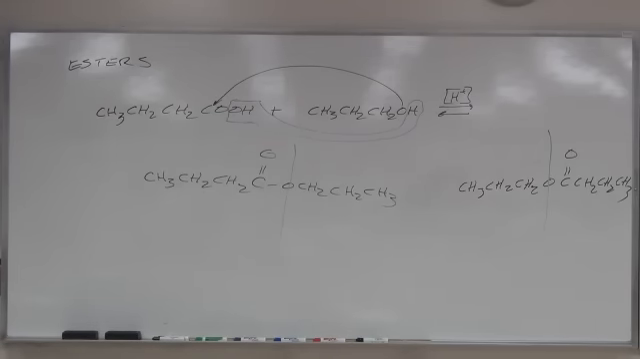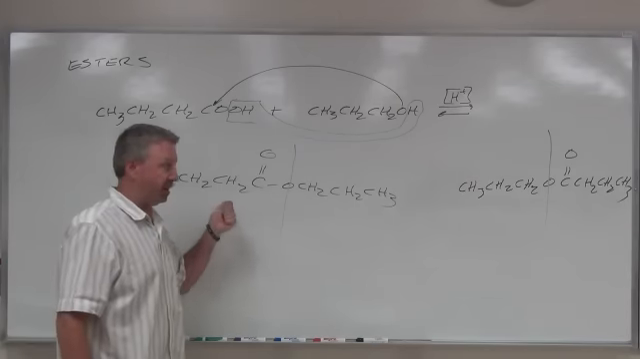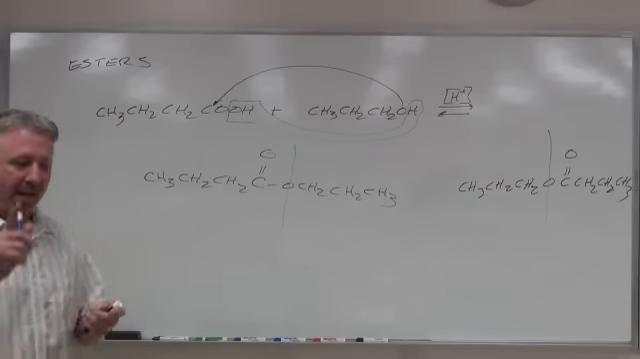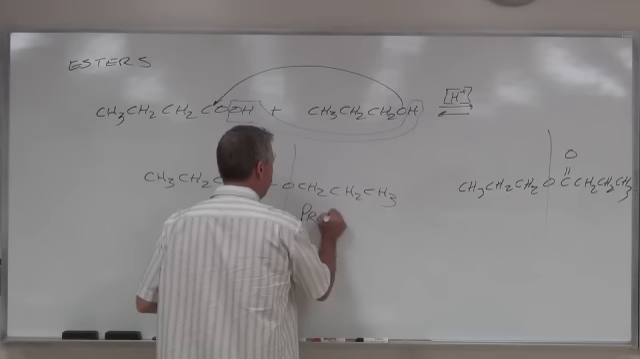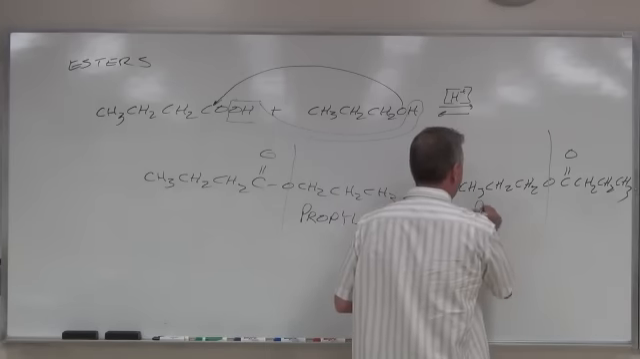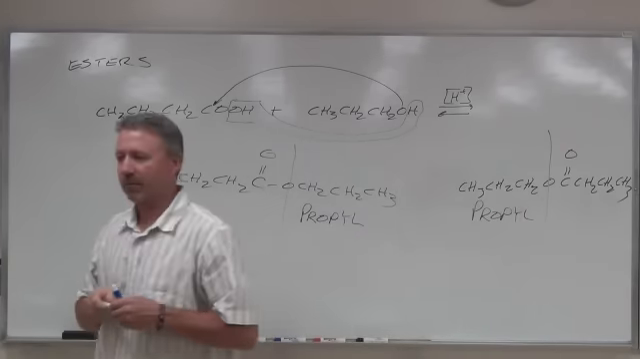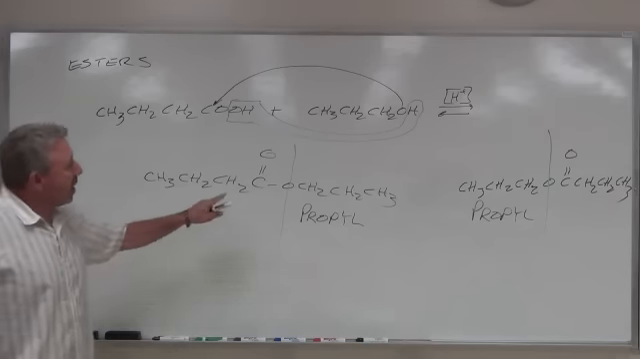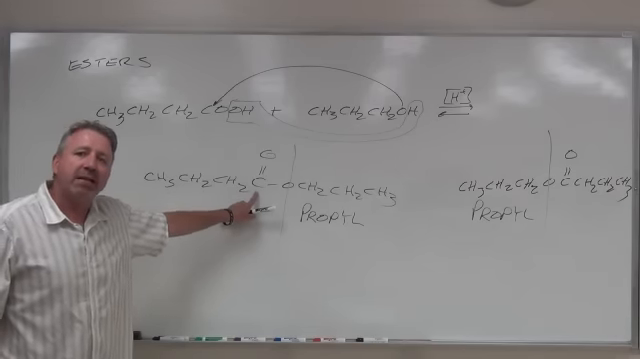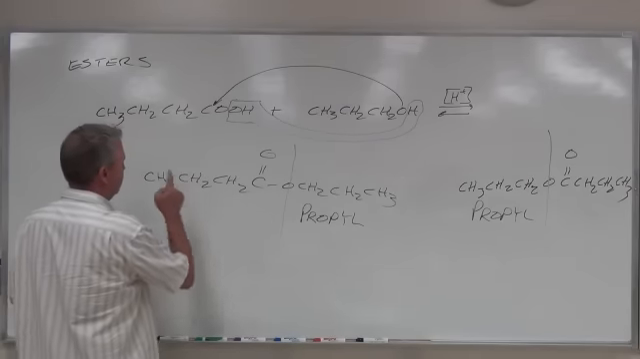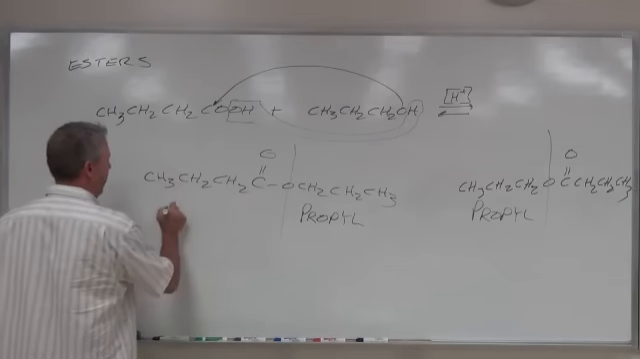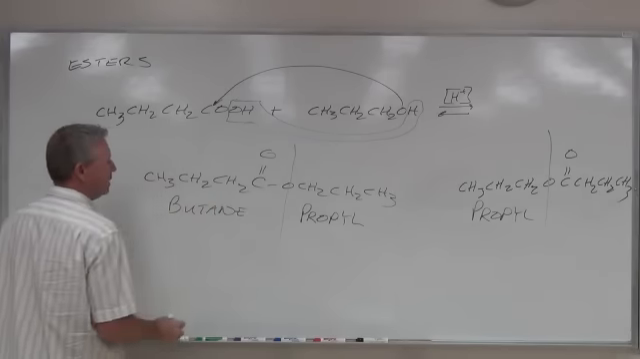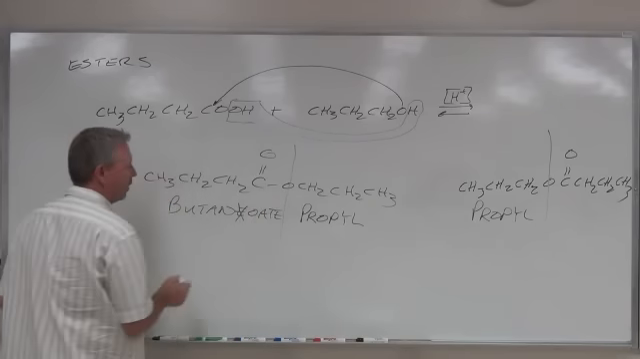If you have yourself an ester, you have a C double bond O containing fragment, a carbonyl containing fragment, and a simple alkyl fragment. Name the alkyl group normally. Propyl. Name the carbonyl containing fragment by naming the alkane. How many carbons? 4. What's a normal 4-carbon alkane? Butane. Drop the E and add oate.